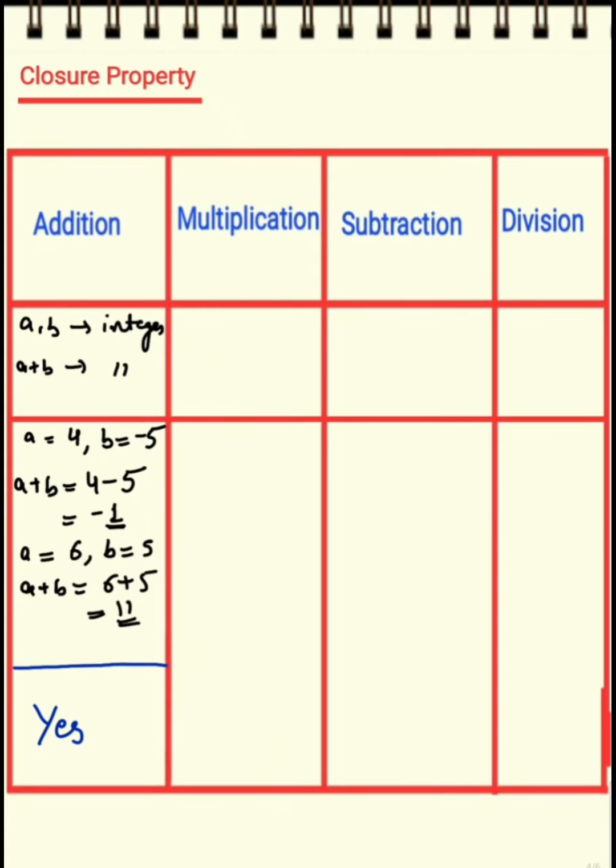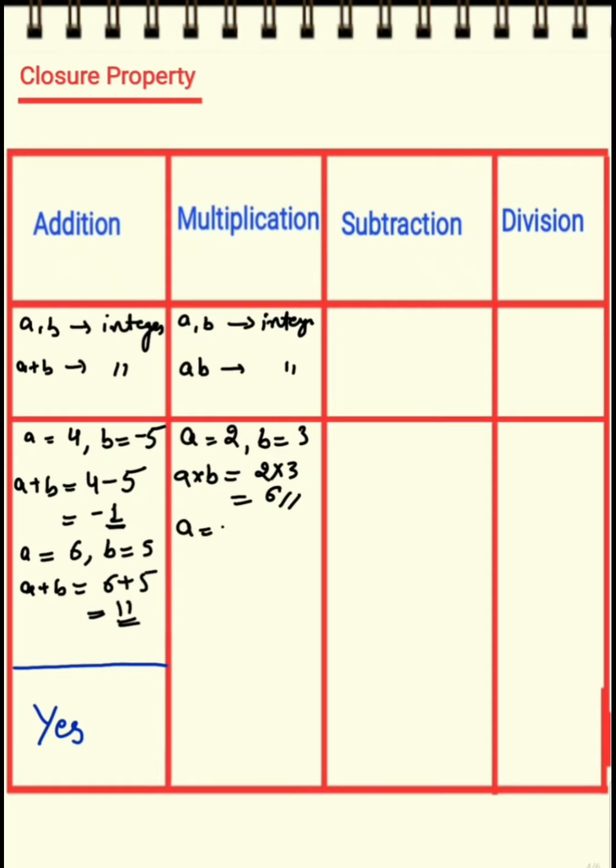We'll do this property for multiplication. Let's take two numbers a and b, two integers. Then their multiplication is also an integer. ab will also be an integer. Let's take a equal to 2 and b is equal to 3. Then a into b is equal to 2 into 3, which is equal to 6, and 6 is an integer.